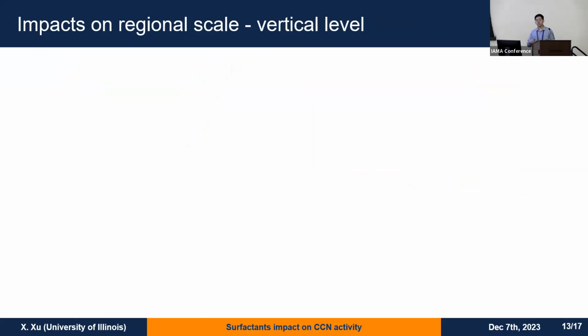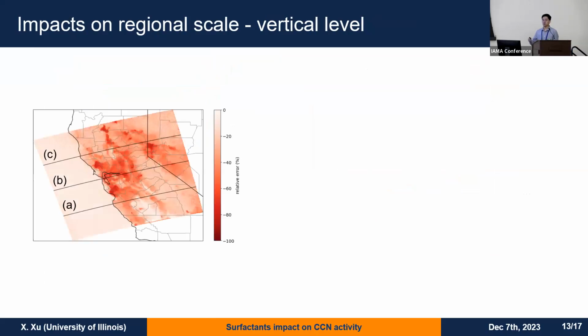So our goal is to study the impact of surfactants on the CCN activity, which will ultimately lead to an impact on the cloud formation process. But it's improbable to consider cloud formation at the near surface level. So here we also construct vertical cross sections so that we can see the impact at a higher level.